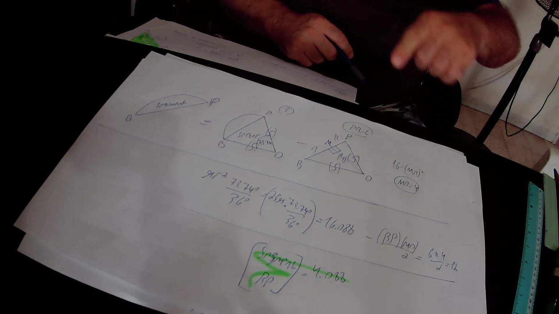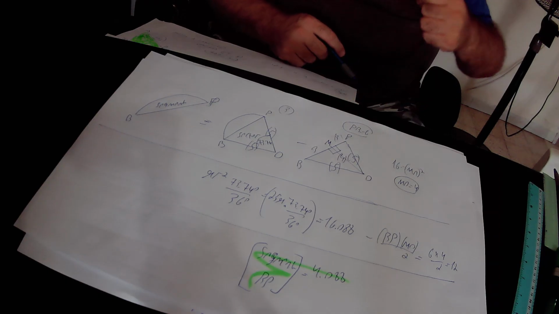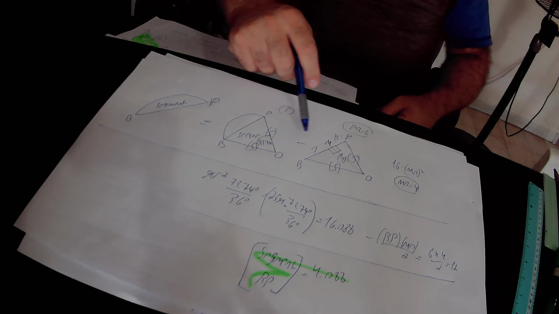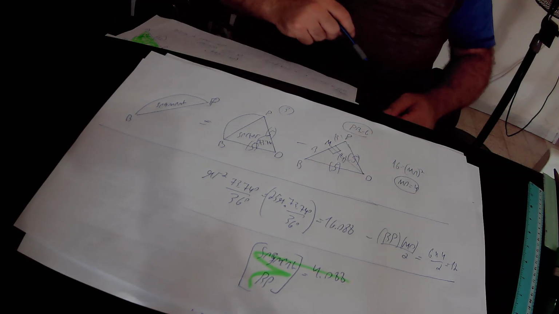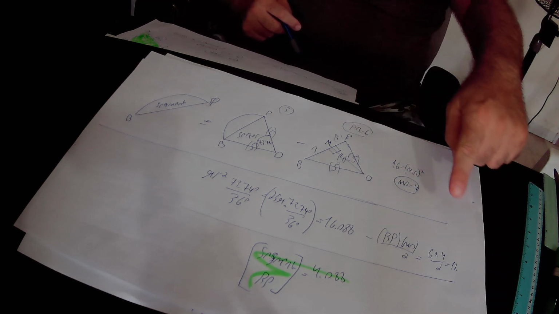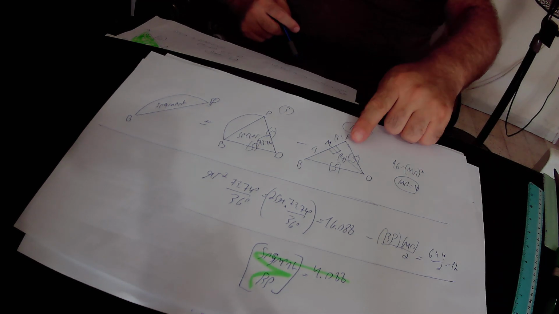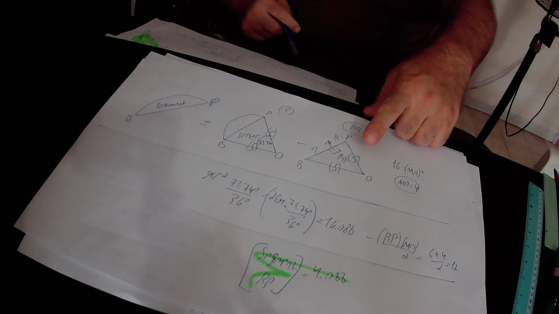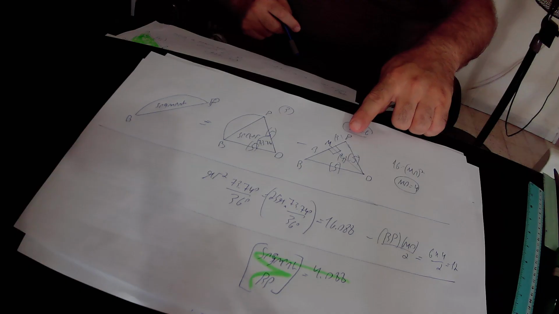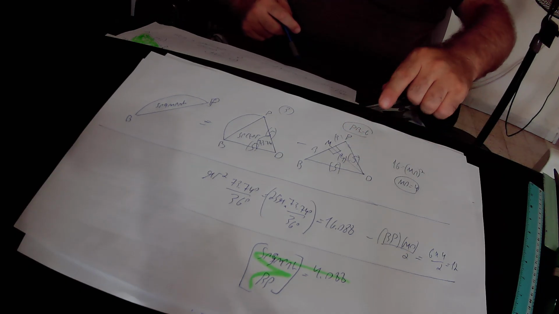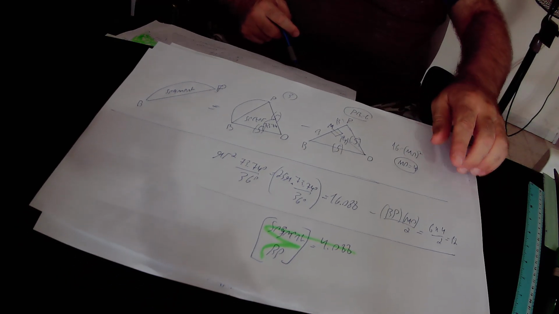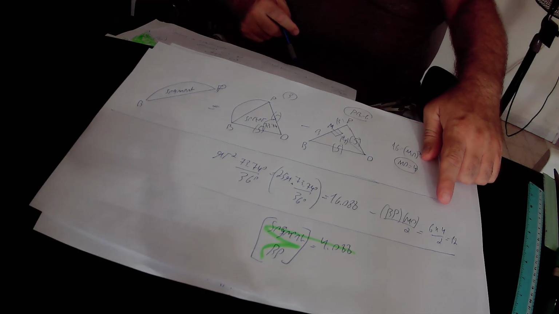So OM is the height of the base BP, and the area of any triangle equals the base times the height over 2. The base PB times the height OM over 2. BP is 6, OM is 4. Why is OM 4? Because in this right triangle we have the three numbers 3, 4, 5. It is a very typical associated triangle, 3, 4, 5. So OM is 4, and 4 times 6 over 2 is 12.